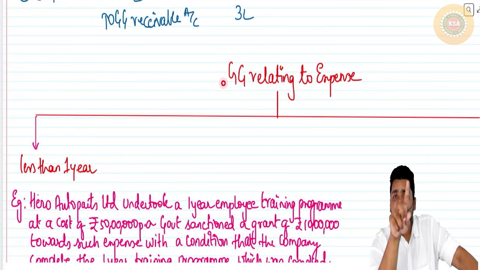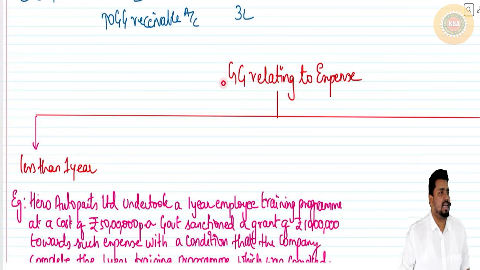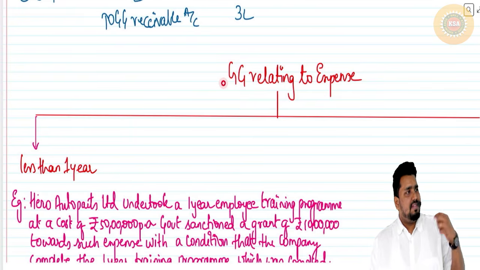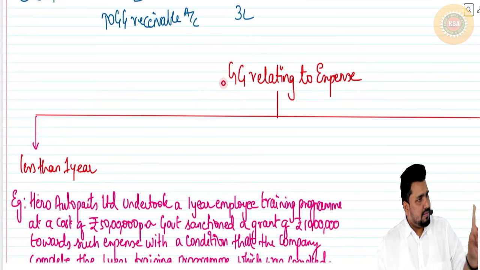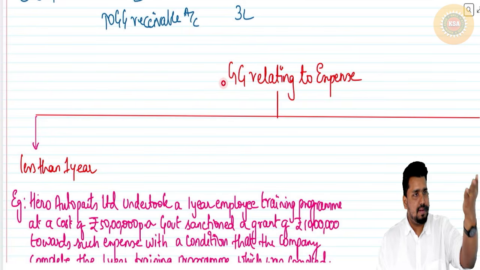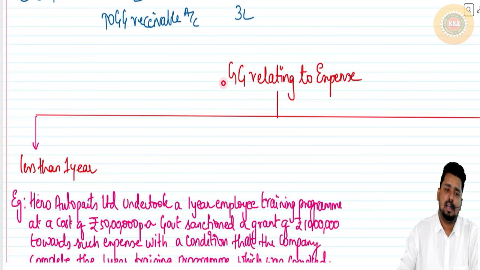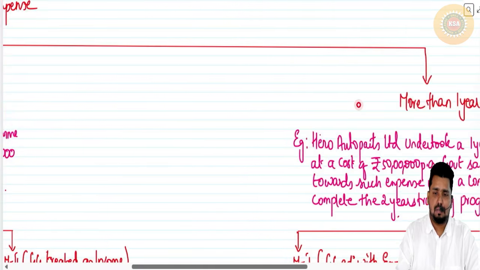They are called expense based grant. Government will give the amount, and they'll say you train for 1 year or more than 1 year. So the condition will be 1 year or more than 1 year. Repeat once again: conditions can be less than 1 year, 1 year, or more than 1 year.